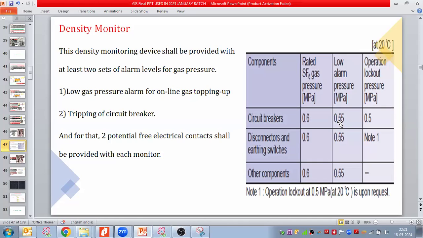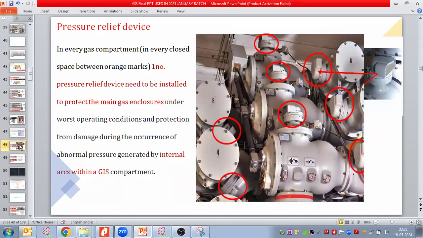But if they ignore this, and the gas pressure reduces further to 0.5, then it will trip the circuit breaker and go into lockout stage, and we cannot electrically operate the breakers. So this is the gas density alarm, and for that we take the 2 potential free electrical contacts. Then the third fitting is the pressure relief device, PRD. You can see this kind of fittings on the modules, and those fittings represent the PRD, pressure relief device.